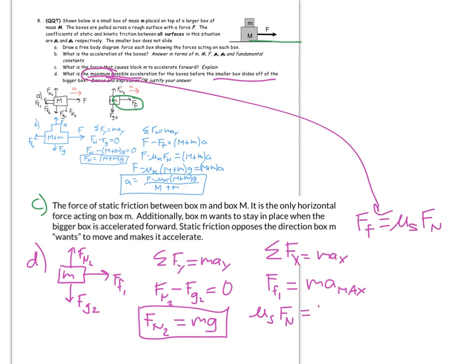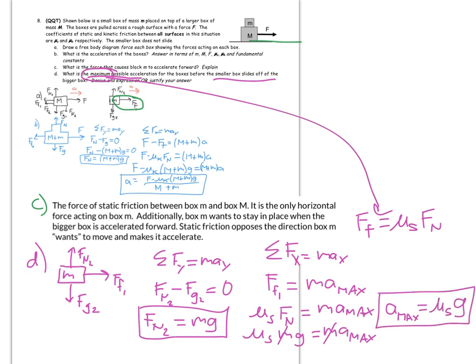And so that's going to be equal to m times that maximum possible acceleration. I'm going to substitute in that normal force that I just solved for, so mu s times mg is equal to m times a max. The m's cancel out here, and I find that my maximum acceleration is just going to be equal to mu s, that's the static coefficient of friction, times g.